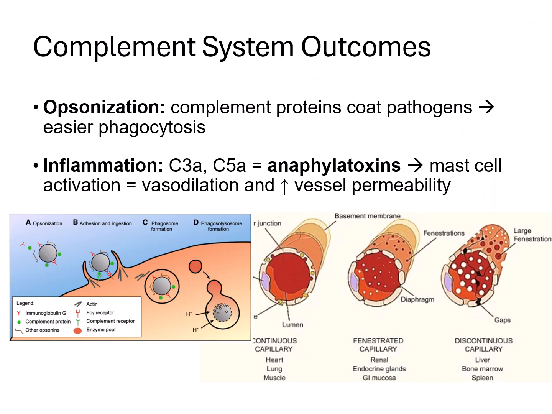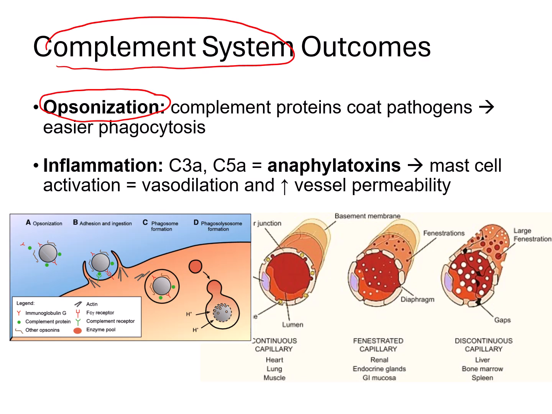In addition to forming that membrane attack complex, complement system activation can result in other outcomes as well. One example is opsonization. So I showed you this picture earlier for those acute phase proteins, like the C-reactive protein. It turns out that complement proteins like C3b can also coat the surface of pathogens, making them easier to phagocytose and break down. Activation of the complement system can also trigger inflammation.